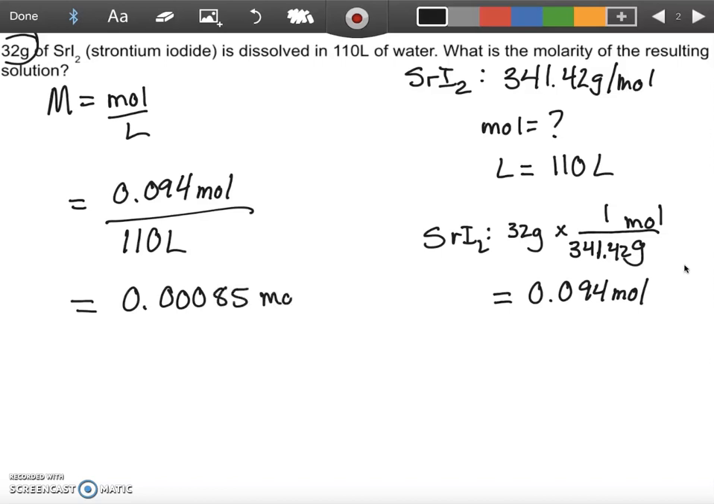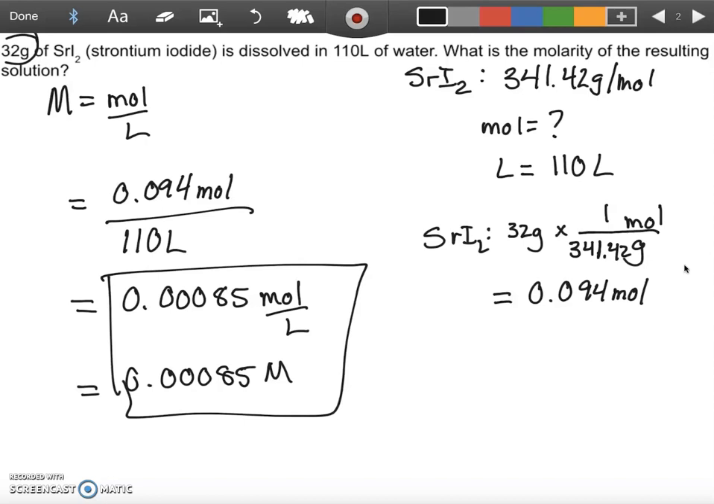0.00085 moles per liter, or you can also write it as 0.00085 with a big M. Either one of these works. Don't write both of them on the AP exam, just choose one of them. Choose whichever one's your favorite. I typically like to leave it in the broken down form.